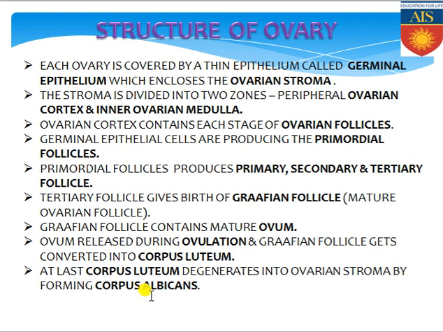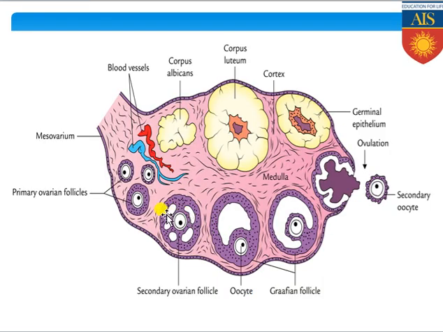By forming this corpus albicans, the entire corpus luteum degenerates within the ovarian stroma. Okay, so these are the portions we have discussed in this slide regarding the internal structure of the ovary. Now we will see the diagram where the internal structure of the ovary is shown. Here you can see the outer lining of the ovary, which is commonly known as the germinal epithelial cell layer.